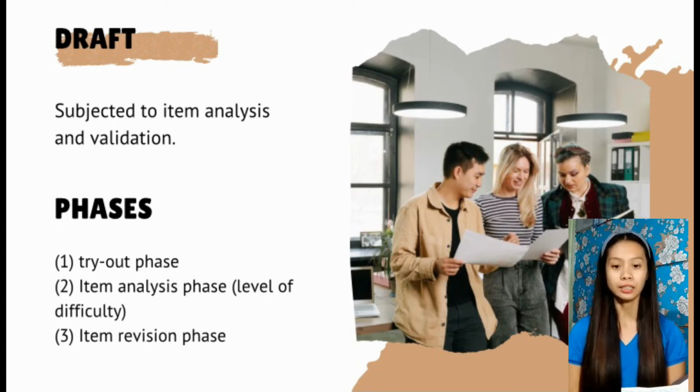Next is phases. In the item analysis phase of test development, statistical methods are used to identify potential item problems. The statistical results should be used along with substantive attention to the item content to determine if the problem exists and what should be done to correct it. There are three methods. First one is tryout phase. Second one is the item analysis phase or level of difficulty. And lastly, item revision phase.